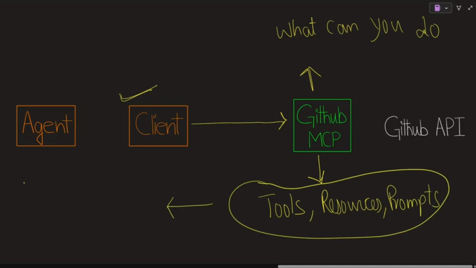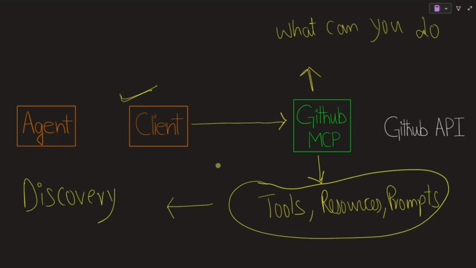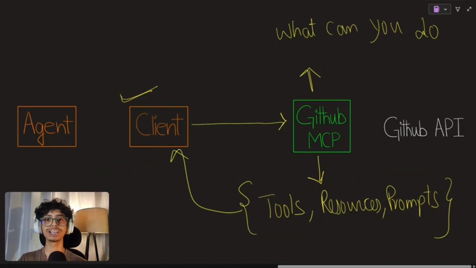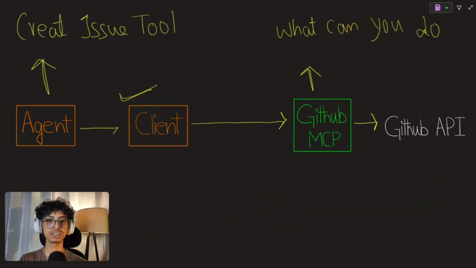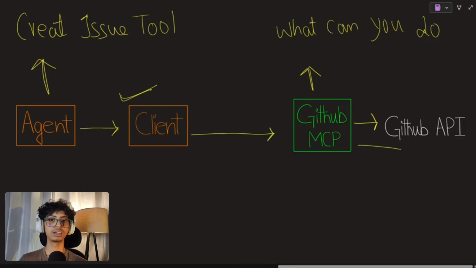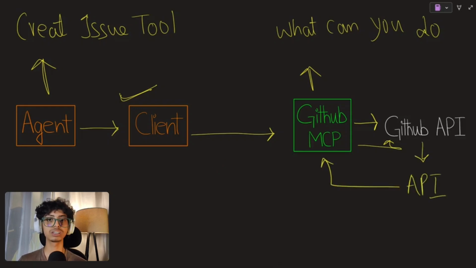The server responds with a list of all its available tools, resources, and prompts. This is called discovery, and this is actually one of the most powerful things about MCP. With this, your agent can discover capabilities automatically without anyone pre-wiring everything. Then second, your agent looks at the available tools and decides, I need to use the create issue tool. So it sends a standardized request to the GitHub MCP server with the right inputs.